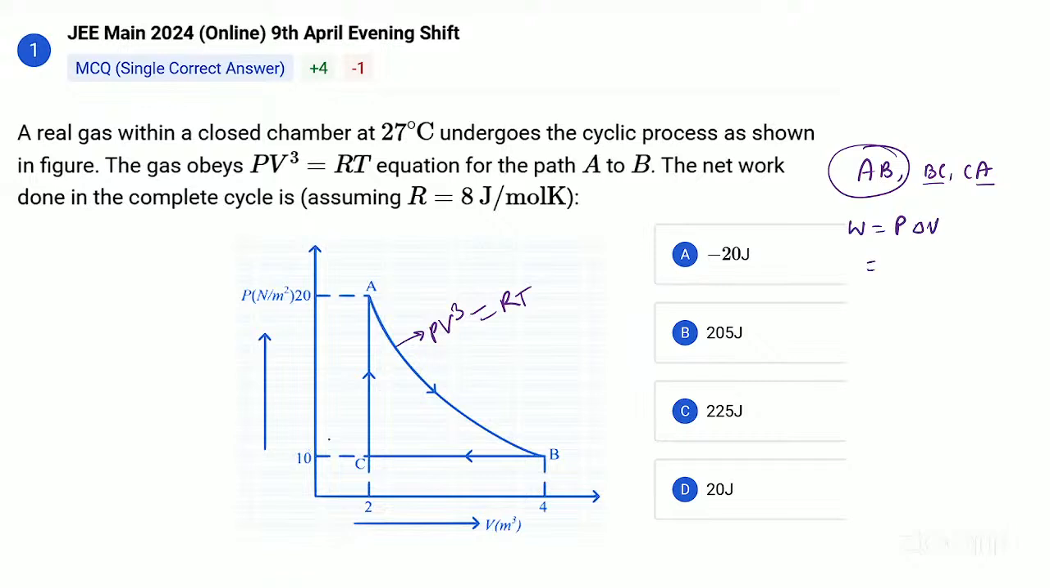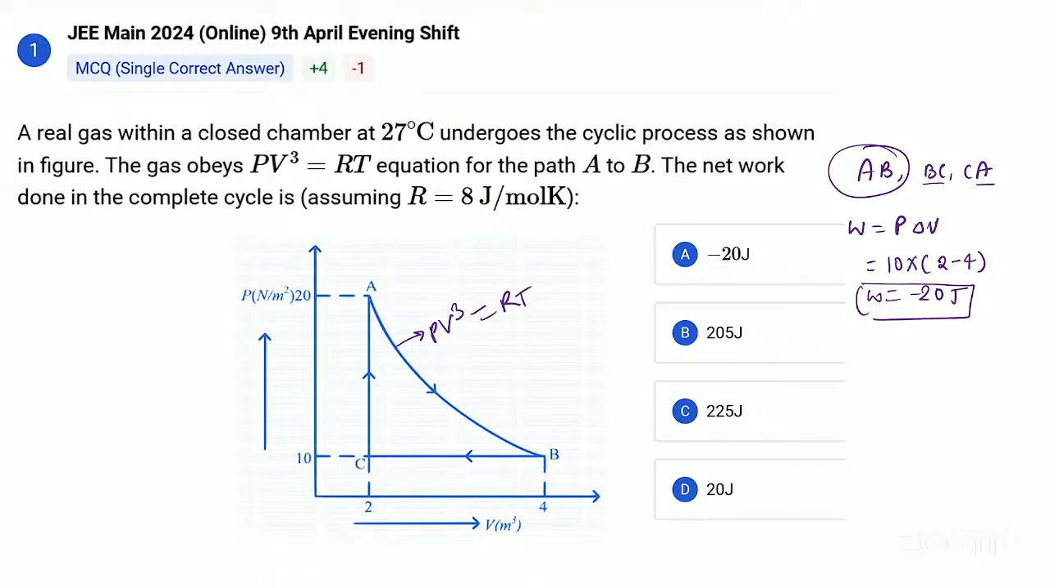और P क्या है यहाँ पे, 10 है, और डेल्टा V कितना हुआ, V फाइनल 2 माइनस V इनिशियल 4, यानी 2 माइनस 4, which is -20 Joule. तो आप देख सकते हो कि यहाँ पे वर्क डन नेगेटिव आया, which means गैस कंप्रेस हुई. तो गैस को कंप्रेस किसने किया होगा, किसी आउटर सोर्स ने किया होगा.